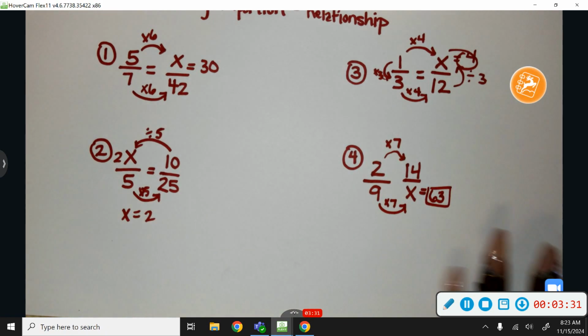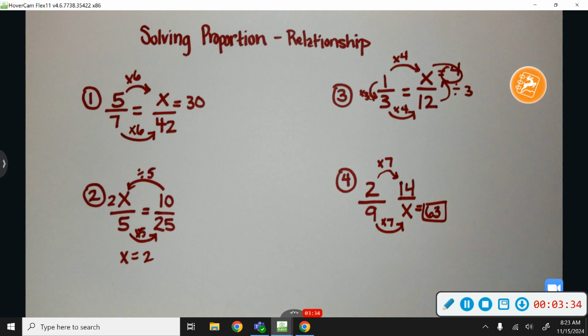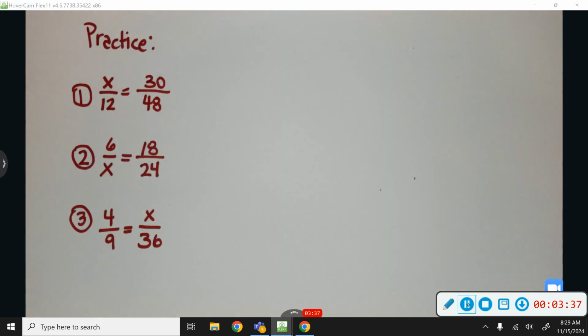Try these by yourself as independent practice and let me know how you do. The answers will be in school with you, so you can check your answers there.